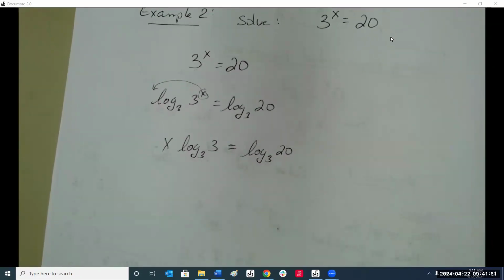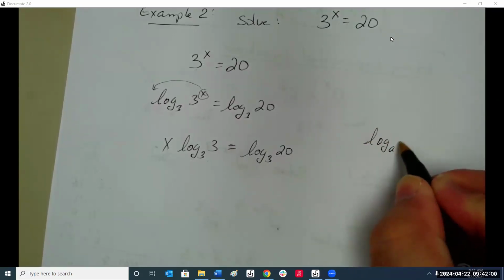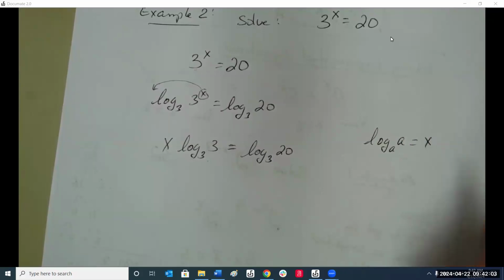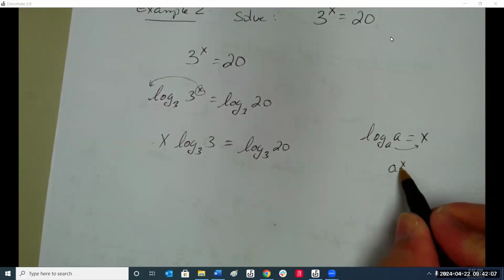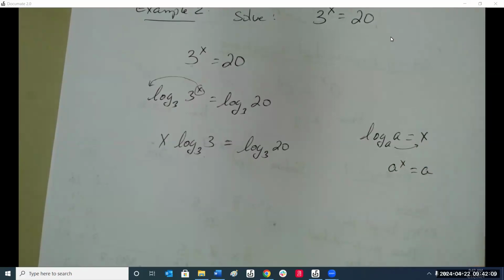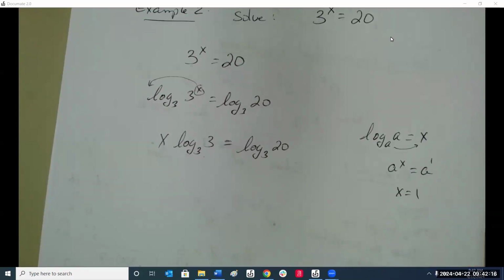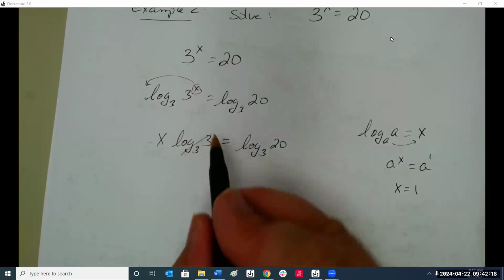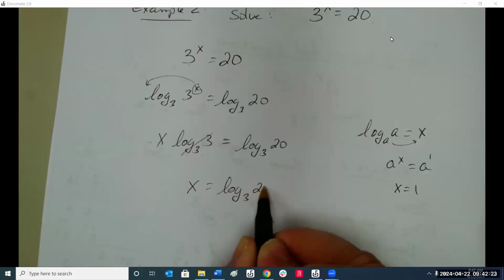What is log base 3 of 3? 1. They cancel each other out. This is the reason why. So if we have log base a of a equals x, so it's a to the x equals a. And the only way that could be true is if x is equal to 1. So x is equal to log base 3 of 20.